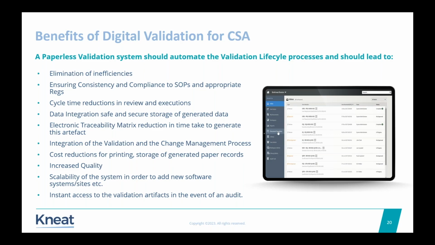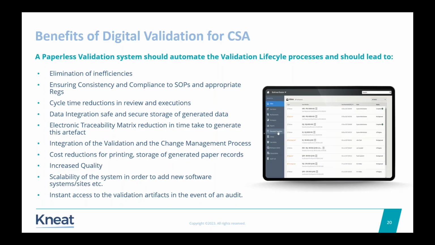In Kneat, for example, you can create a process for change management and document it all in one place. The cost reductions for printing, storage, and generated paper records, which we've talked about earlier. We've got increased quality because there's less chance of ad hoc additions on electronic systems. So I can't go in and slide in a page if I need to in the paper record, which I can't do in an electronic system. And the scalability of the system in order to add new software systems or sites, for example.